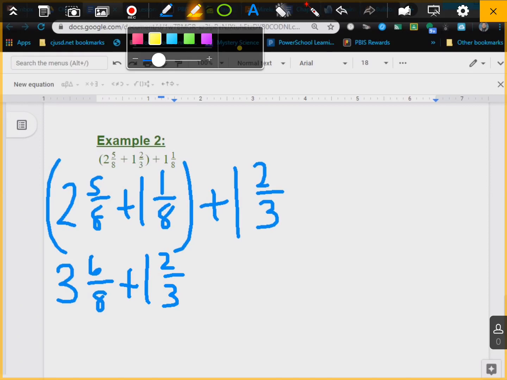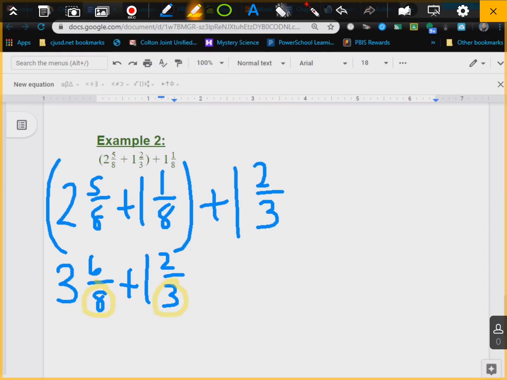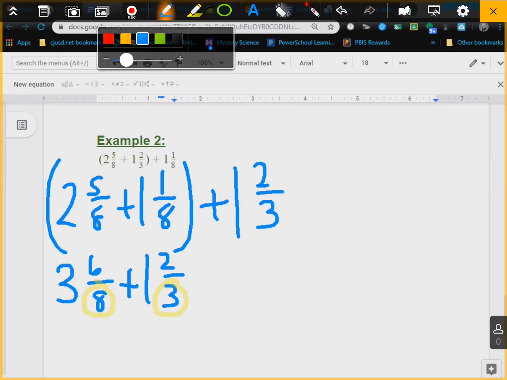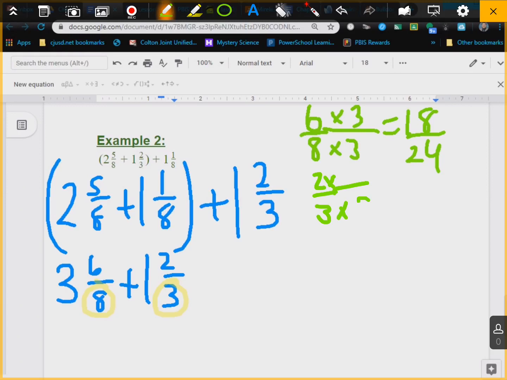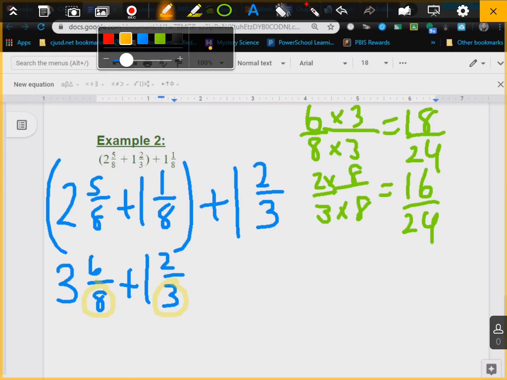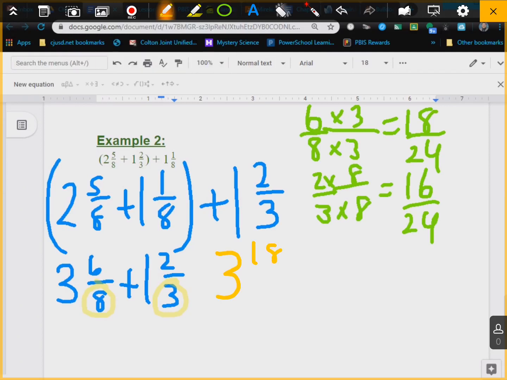And now I need to find a common denominator. And I think the only common denominator, or at least the least common denominator between 8 and 3 is 24. So what I'm going to do is I'm going to take 6/8. I'm going to multiply those by 3. That's going to get me 18/24. And then I'm going to take 2/3. I'm going to multiply both of those by 8. And that's going to get me 16/24. So my new problem is, and I'm going to do this in yellow, 3 and 18/24 plus 1 and 16/24. And now we add.